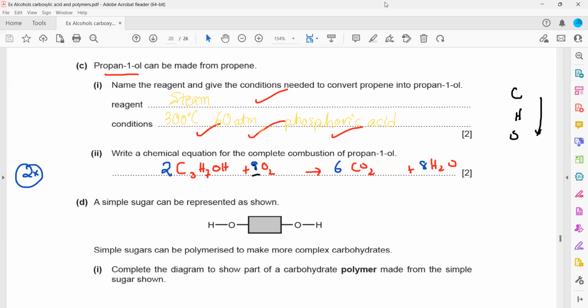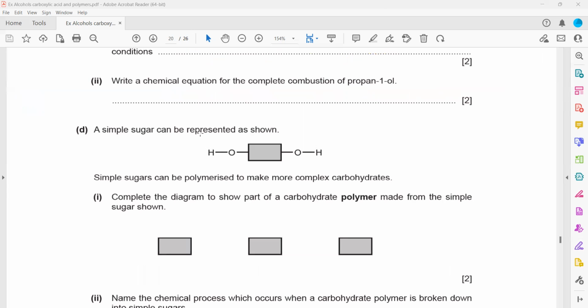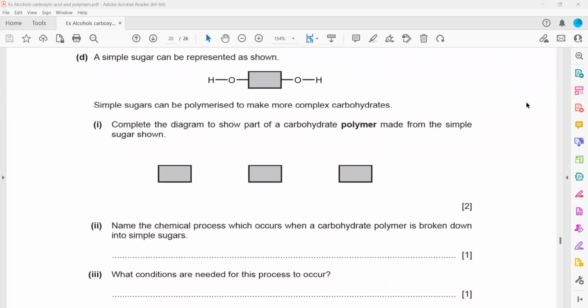Yes, sir, clear. Okay. Then a simple sugar is there, represented by this. You have to draw the polymer, glycosidic linkage. So one side remove H, other side OH, or one side remove OH, other side H.